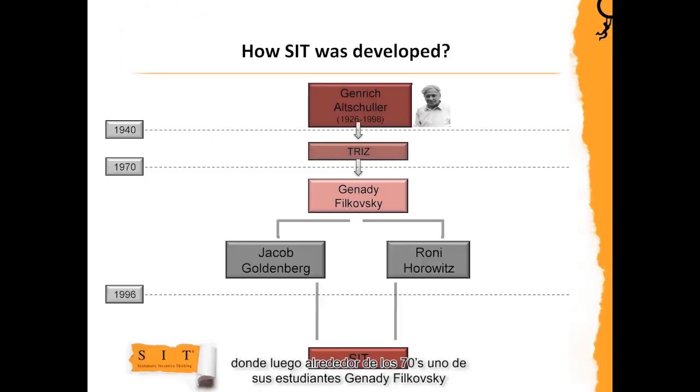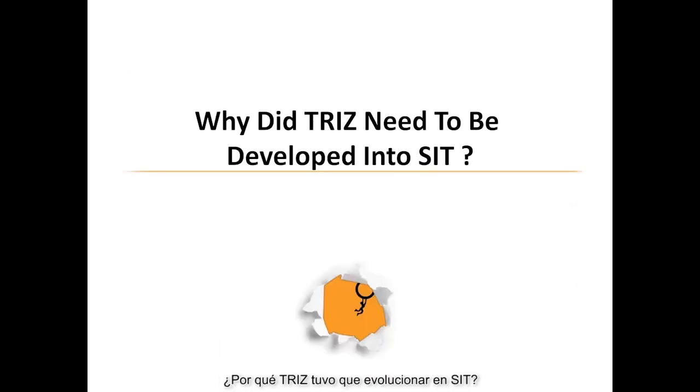Later on in the 70s, one of his students, Gennady Filkovsky, taught TRIZ in Israeli universities, and this is where the two founders of the SIT method, Dr. Ronnie Horowitz and Professor Jacob Goldenberg, were first exposed to the TRIZ method. They are the founders of the SIT method, and the co-founders of SIT the company. They created SIT to simplify TRIZ. Why did TRIZ need to be developed into SIT?